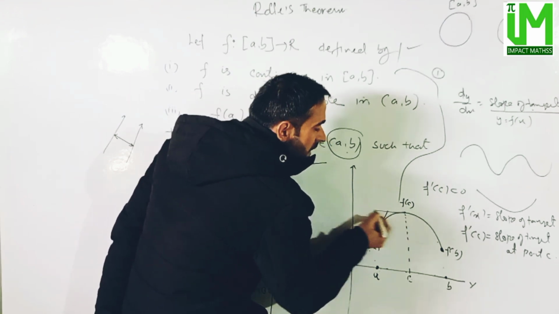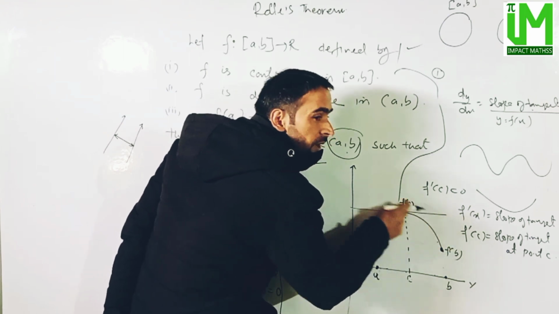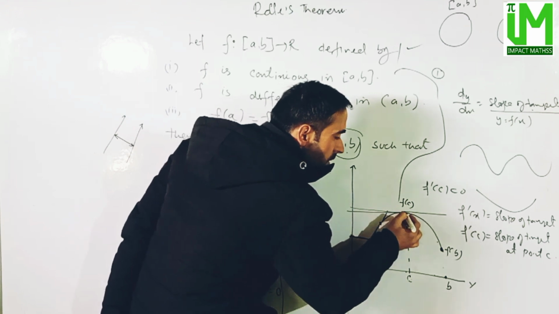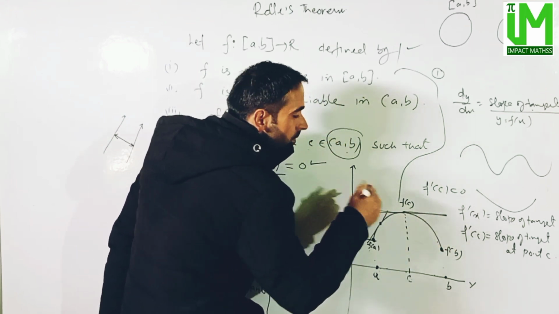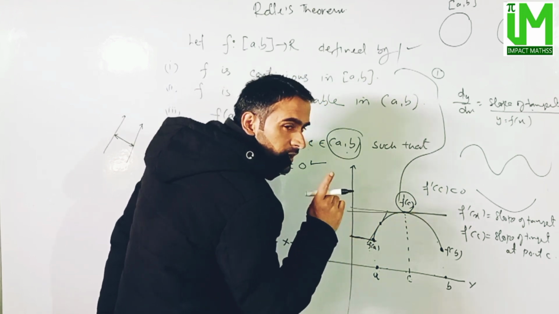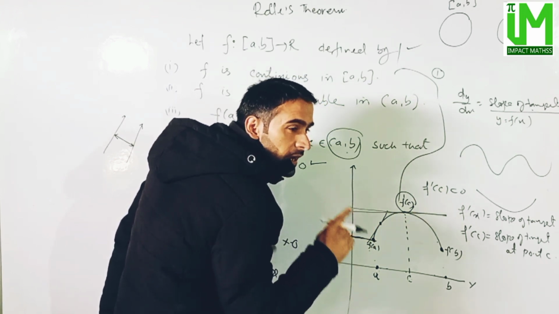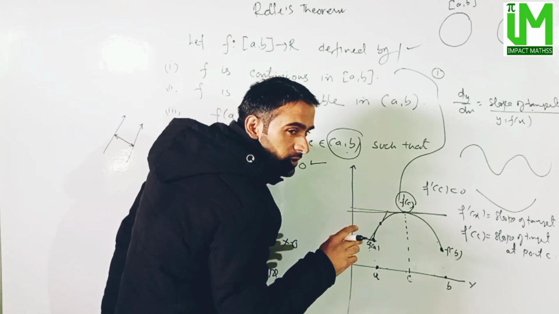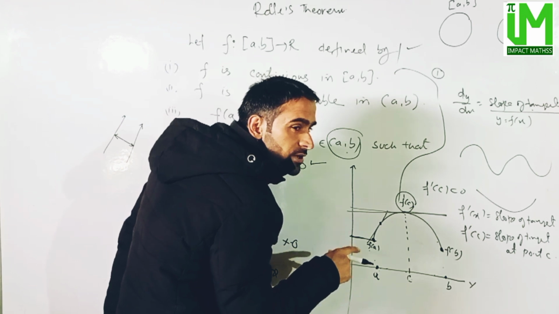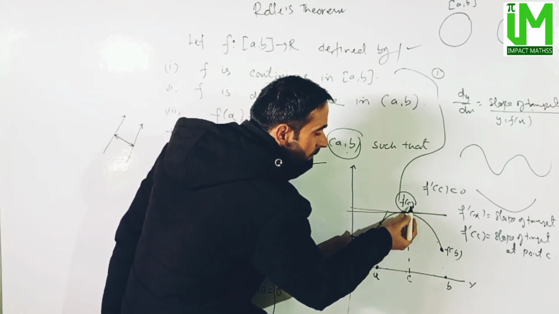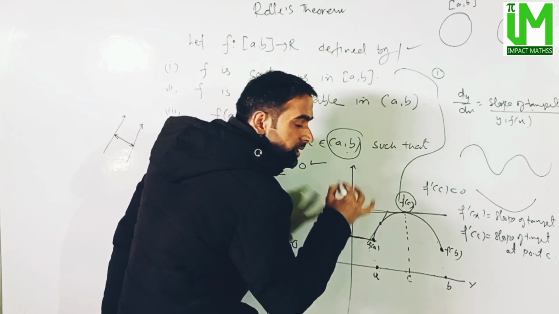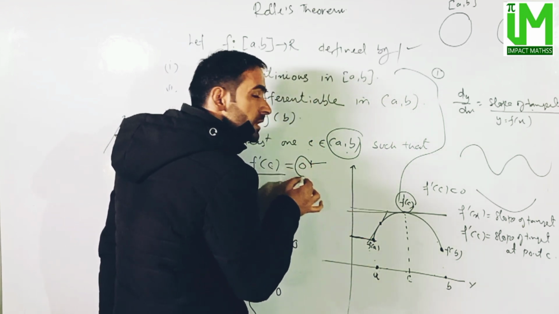At that point, if we draw a tangent, what will be the slope of that tangent? That will be f dash of c. The slope of the tangent at point c will be f dash of c. Understood? f dash of c means the slope of the tangent at the point c, at the point f of c.